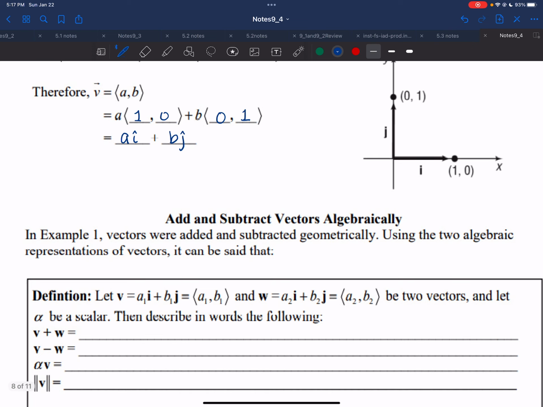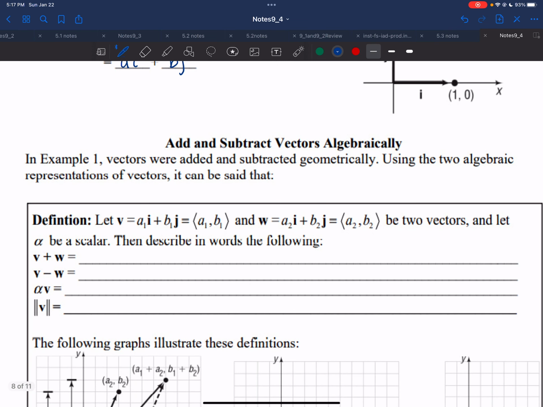Okay, so adding and subtracting vectors algebraically. We've already done it graphically, so you should be good with how we're doing this. So v is going to be a1 i plus b1 j, and w is going to be a2 i plus b2 j. They're two vectors, and alpha is going to be a scalar. So alpha is just a number that we're going to complicate things with, right? Okay, so algebraically, we will do this kind of setup.